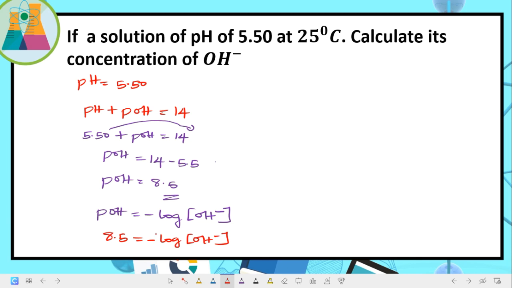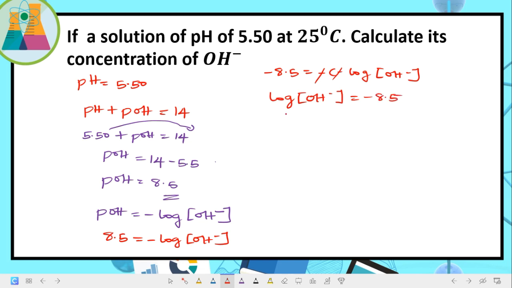Now what do we do? Use the minus to multiply both sides, so this becomes minus 8.5 is equal to minus bracket minus log OH minus. Now the reason I would do that is so that the minus can cancel out the minus from here. So our log OH minus now is equal to minus 8.5.